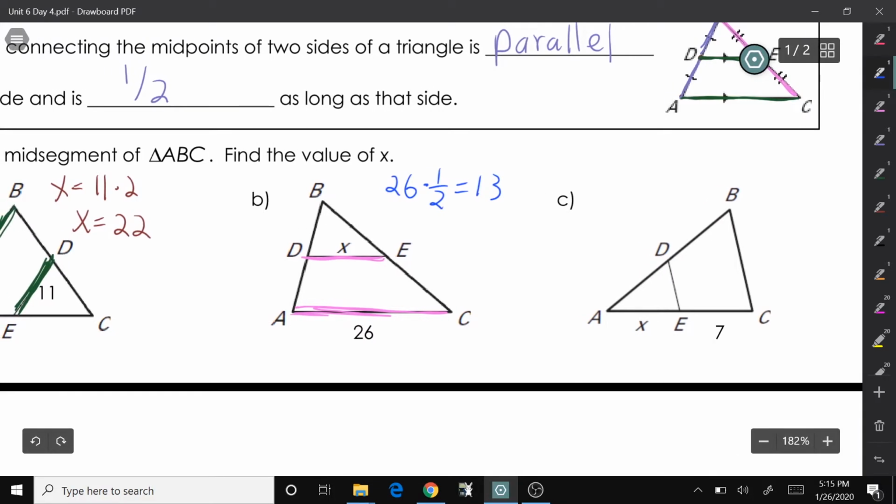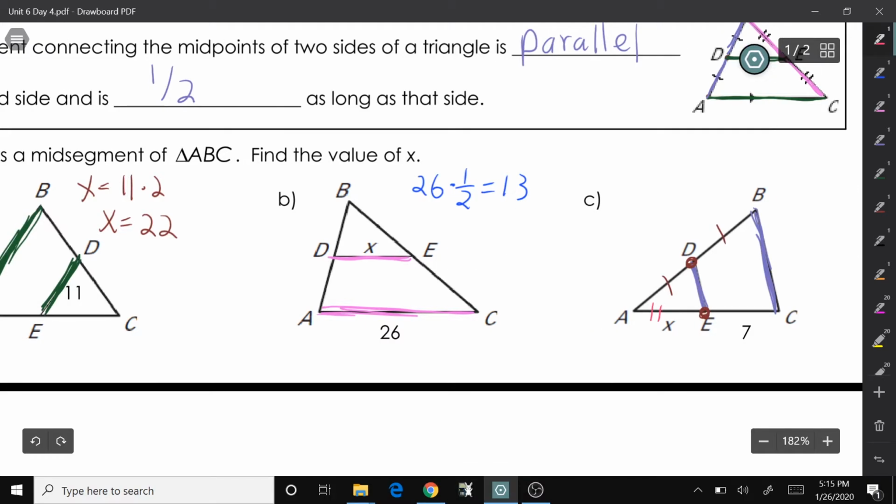In example C, we're not given anything about the mid-segment and this corresponding side. But remember, these 2 points bisect the sides that they're on, meaning these 2 sides are congruent and these 2 sides are congruent. Oh, so this means X and 7 belong here. So X equals 7. They are the same length.